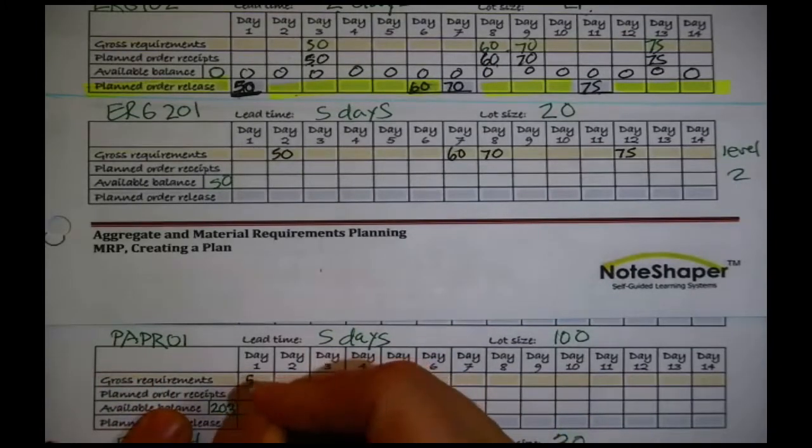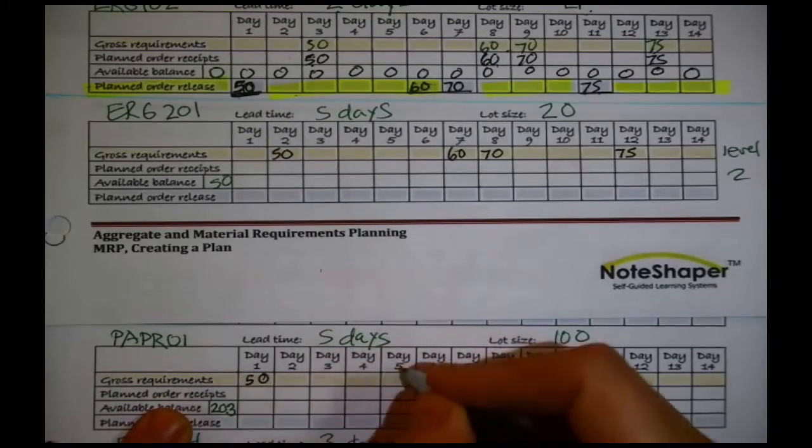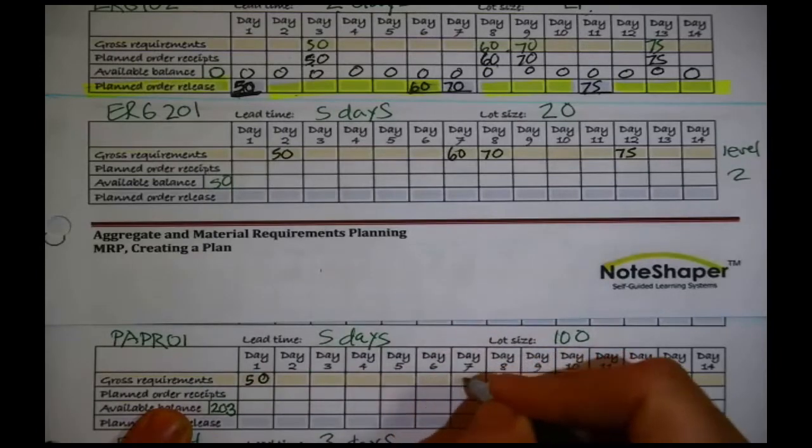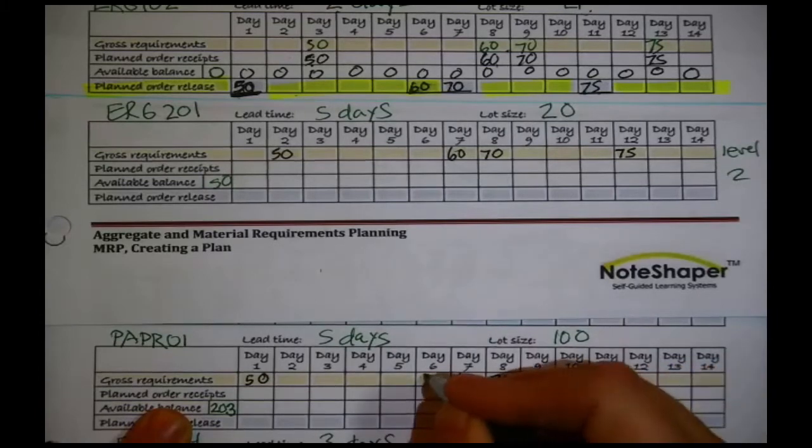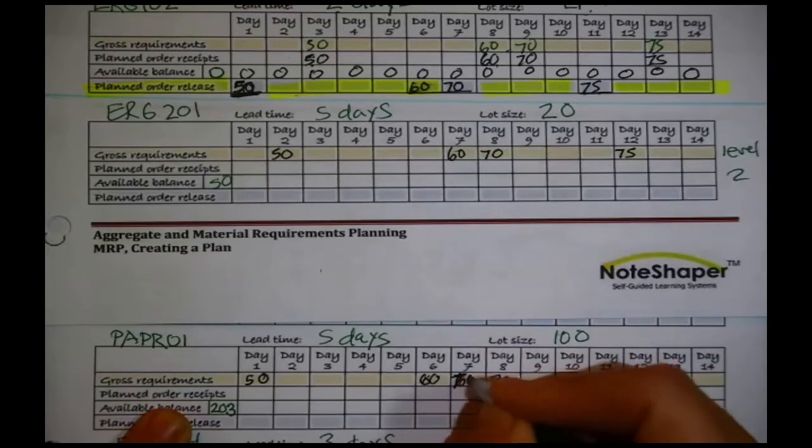50. The 60 is on day 7. The 70 is on day 8. Oh, excuse me, the 60 is on day 6. The 70 is on day 7. Excuse me.